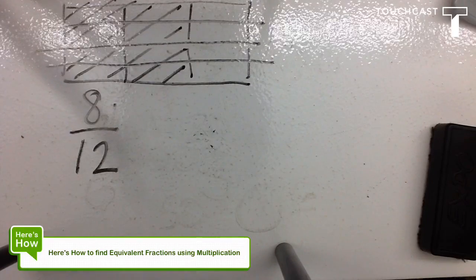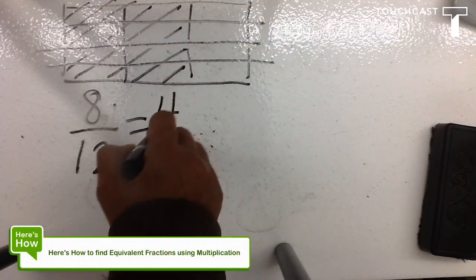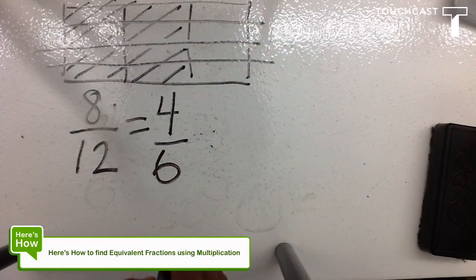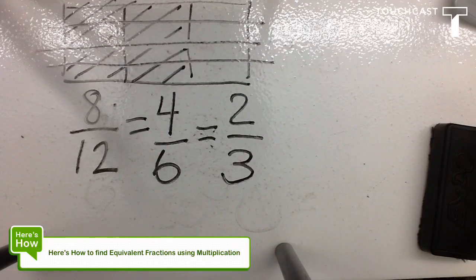Has the amount of my rectangle, the shaded part of my rectangle, changed? It has not, which tells me that 8/12 is equal to 4 sixths, which is the fraction we had before, as well as 2/3, the fraction we began with. Those are equivalent fractions. We're going to try it with another fraction just now.